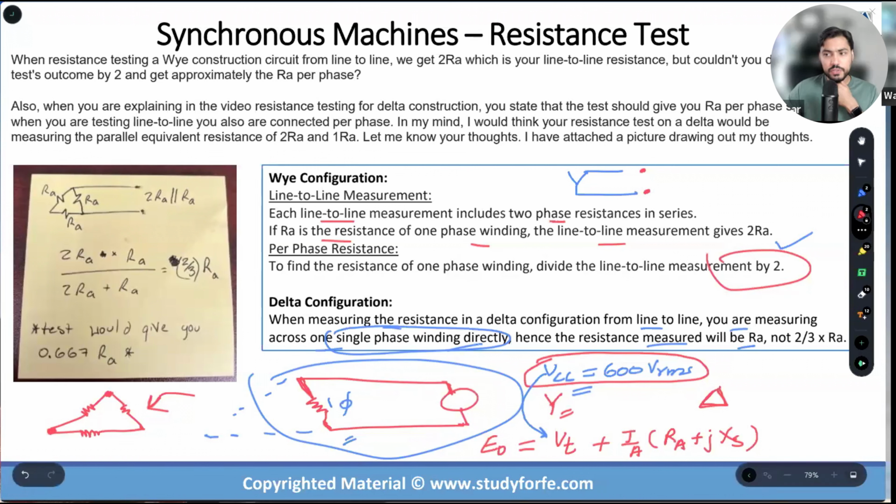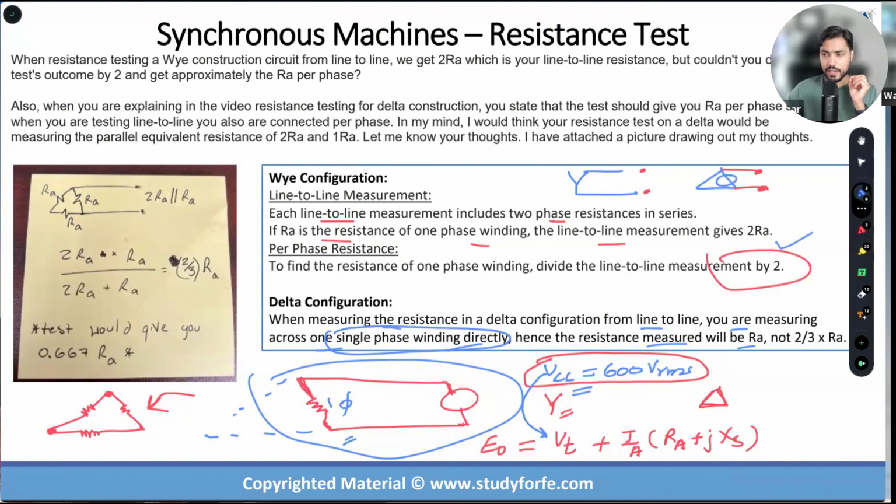And if I were to use this generator in a delta configuration and I've given you line-to-line voltage, will I still need to divide by square root 3? Or can I use this 600 volt as it is? I can use it as it is. Why? Because this voltage is appearing across the two terminals, and between the two terminals, I have a phase.